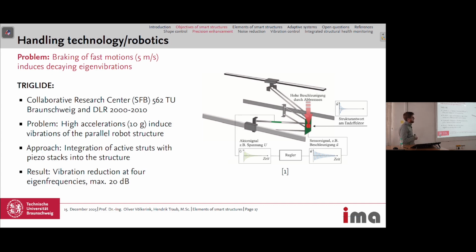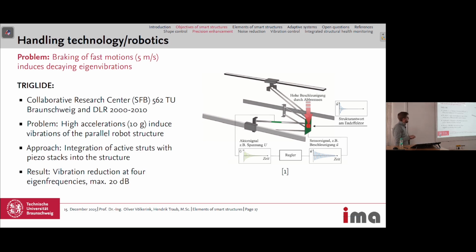Then the next field is precision enhancement, which could also be sorted into vibration control. It's on handling technologies or robotics. Here is the challenge: in parallel robotics, like this robot, where the manipulator is here in front, you have fast movements, and if you stop these movements and brake, you have vibrations at this place, which decreases the precision of the parallel robot.